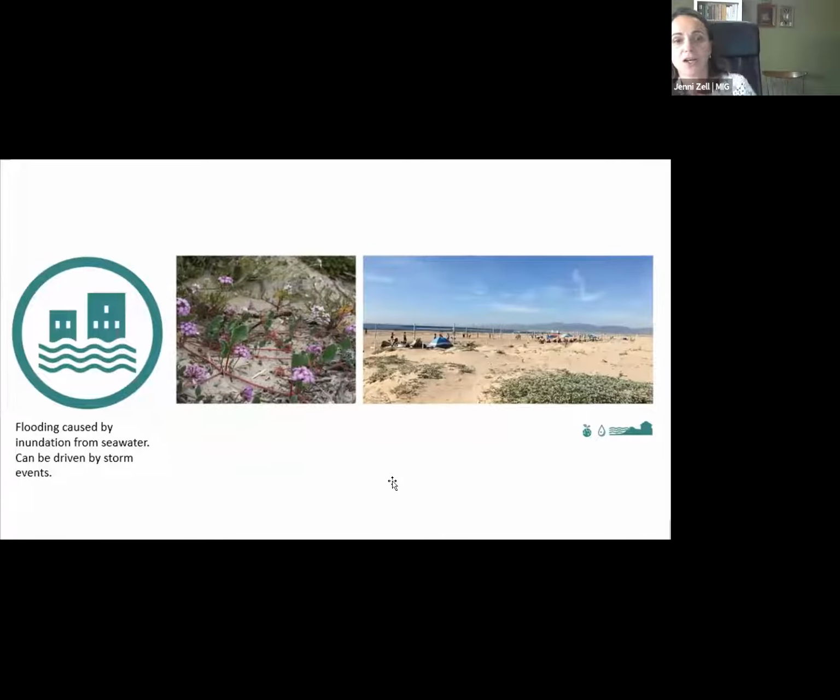And flooding caused by inundation from seawater, that's the water that could come over that big, beautiful beach, driven by storm events. Our approach, you'll see, we'll get into more detail, is for living shorelines and sand dunes that you see here, and some of our neighboring cities have that.